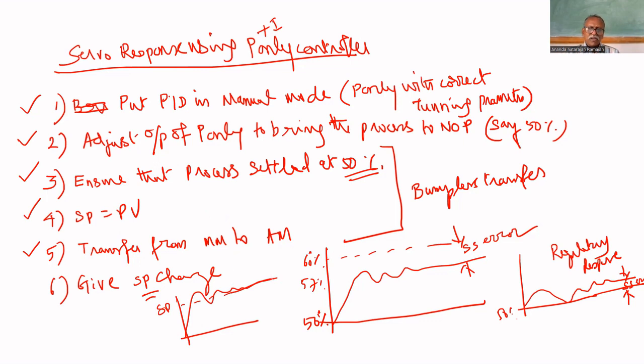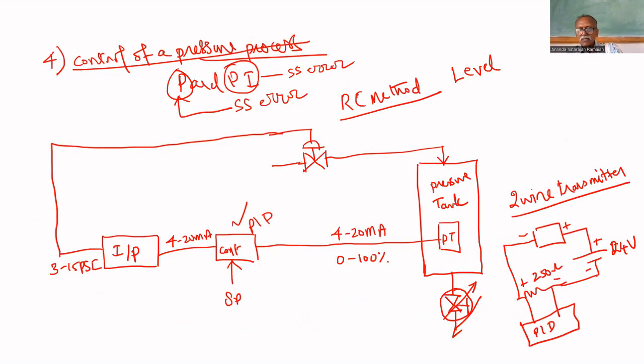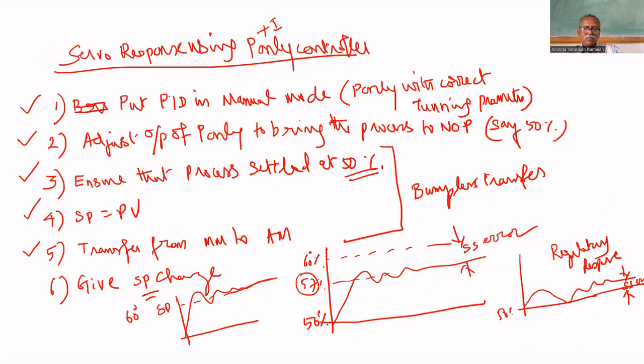Once it is settled, now you can do the regulatory response. Now you can adjust this output valve so that the output resistance is changed. That's why the process will deviate. If you open it more, the pressure will decrease. Anyhow, the controller will take necessary action and bring the process back to the set point. That is called the regulatory response.